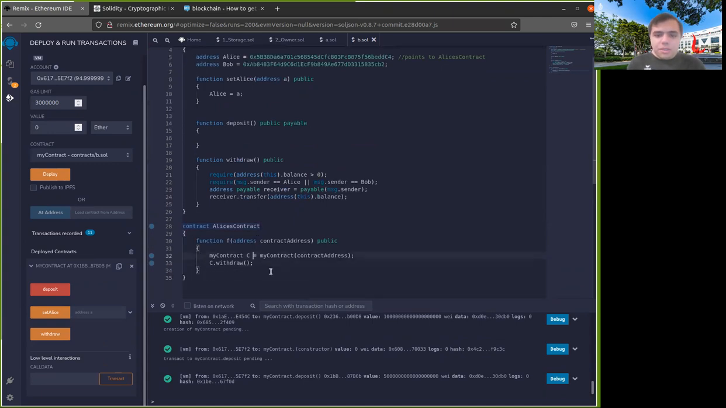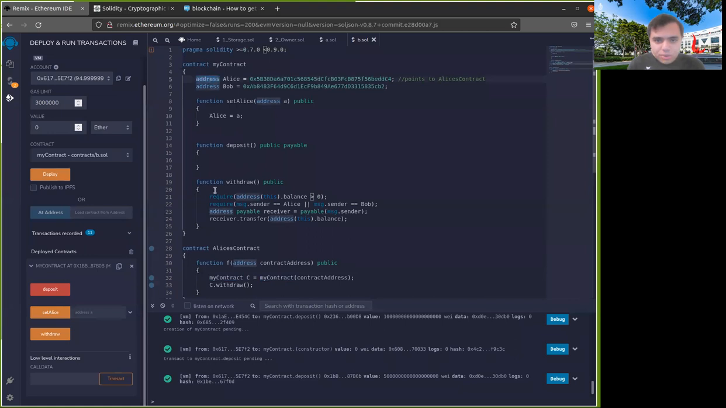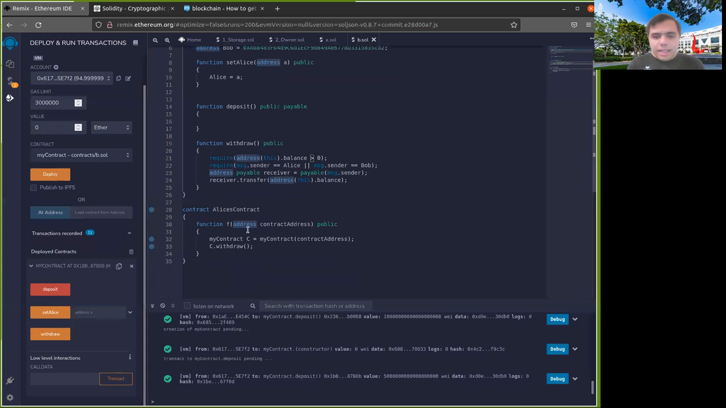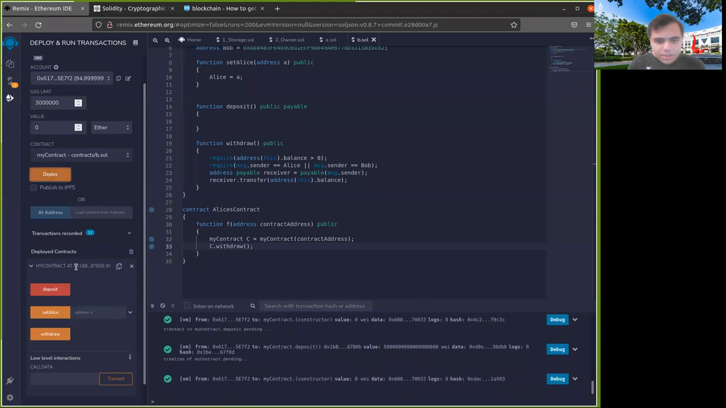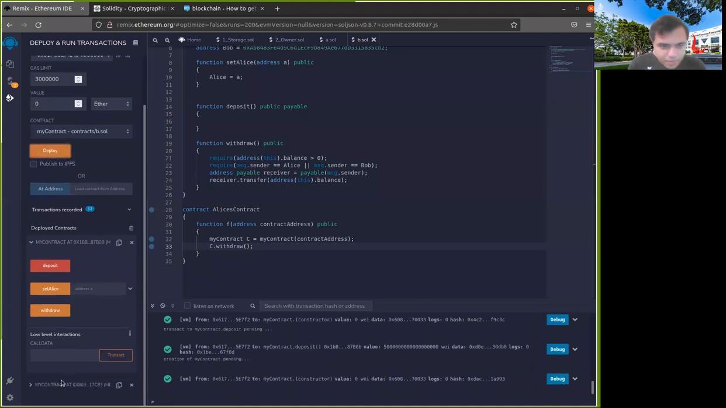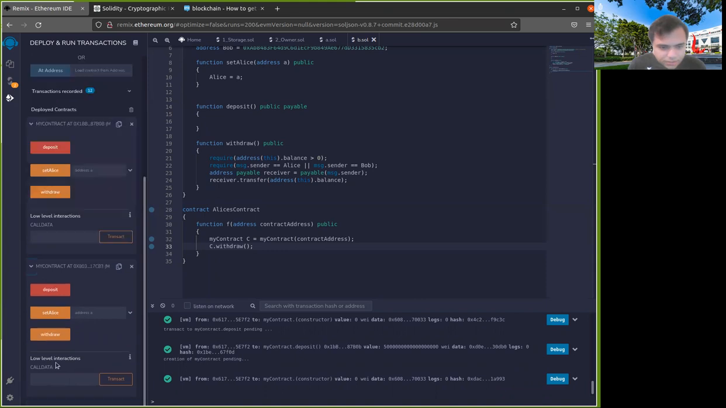Okay. So this is how you can have one of your contracts call another one of your contracts. So I note that I have to first deploy my first contract so that I can have the address of it. And then I deploy my second contract, and I have to give my second contract the address of my first contract. Okay. So let's say I deploy my second contract now. Okay, what's happened here?